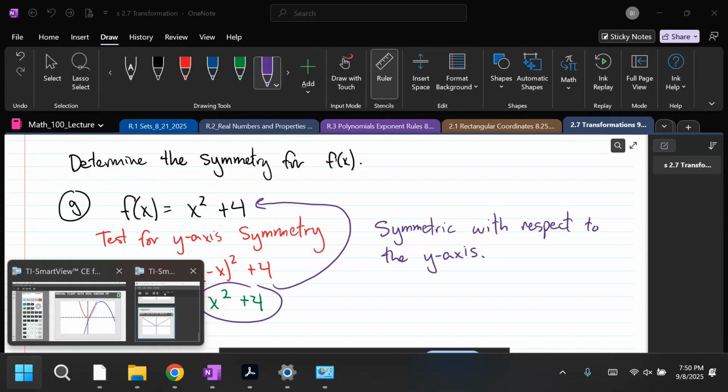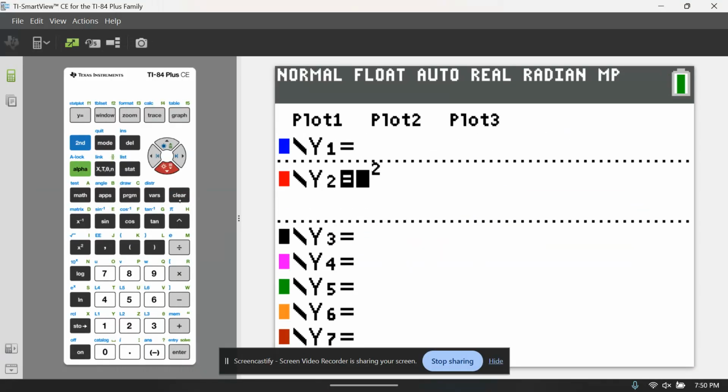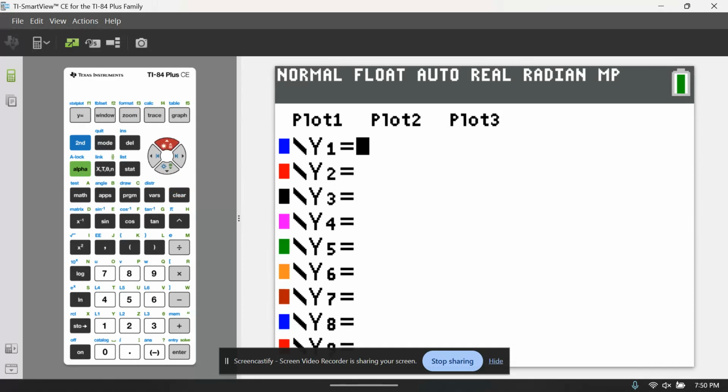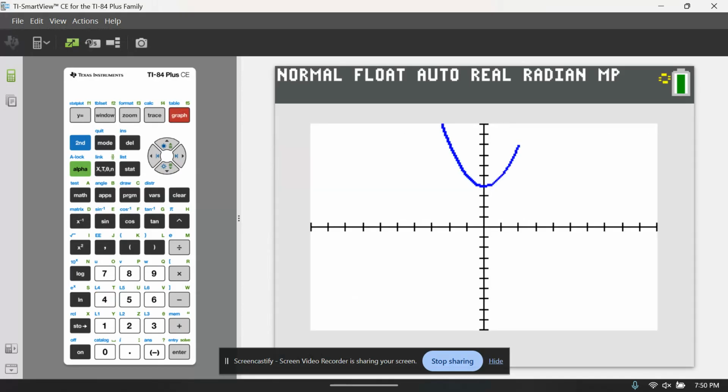Okay. So on my calculator, I'm going to hit y equals. I'm going to clear out the stuff. I'm going to put in x squared plus 4 and just graph it. Visually in your mind, if you folded that along the y-axis, it matches up, right? We could see that if I were to pick up that screen and fold it along the y-axis, it's symmetric. It matches up perfectly. Okay.